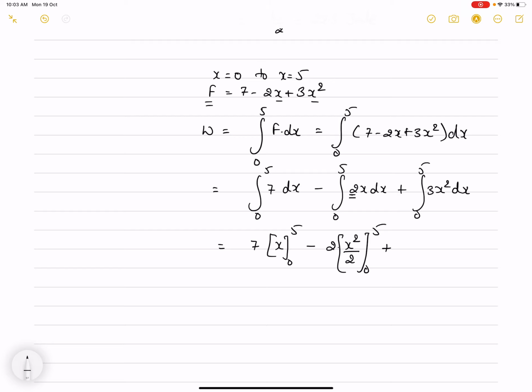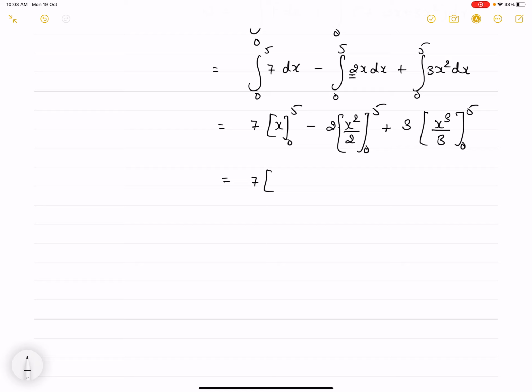This is a definite integral, so we will not have any constant. 7. Now how are these limits applied?